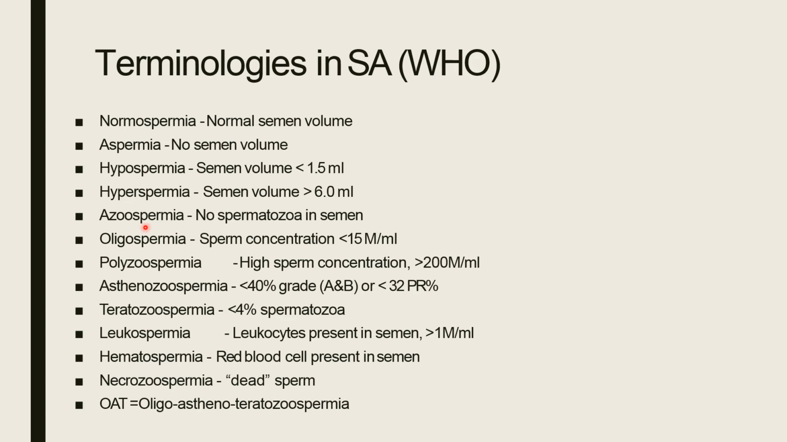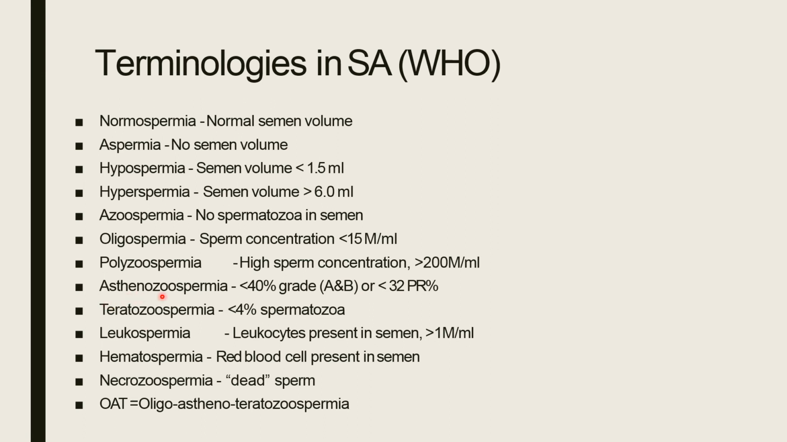Azoospermia. Azoospermia is when there is no spermatozoa in semen, there is no sperm in semen, living or dead. And then oligospermia is when sperm concentration is less than 15 million per ml. And there could be polyzoospermia if the concentration of sperm is more than 200 million per ml.